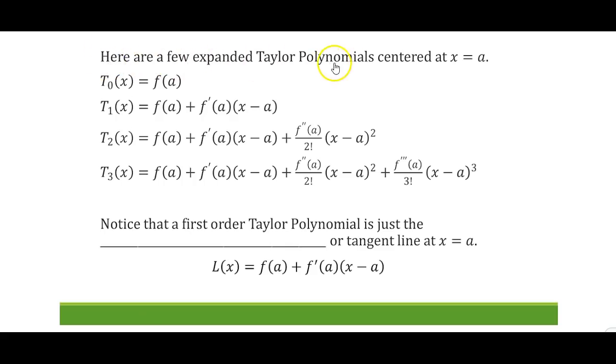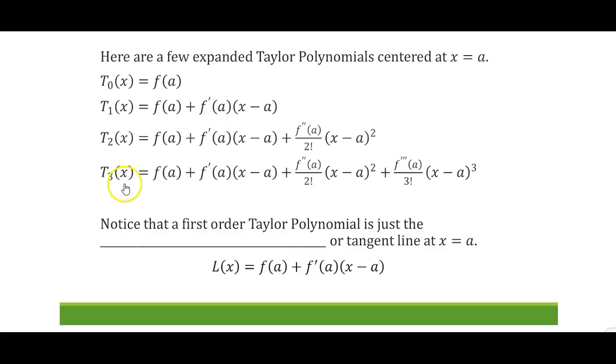Here are a few expanded Taylor polynomials centered at x equals a. The Taylor polynomial of order 0 is just f of a. The Taylor polynomial of order 1, or the first order Taylor polynomial, is f of a plus f prime of a times x minus a. The second order Taylor polynomial is f of a plus f prime of a x minus a plus f double prime of a over 2 factorial x minus a squared.